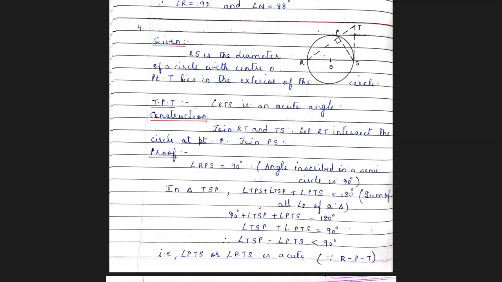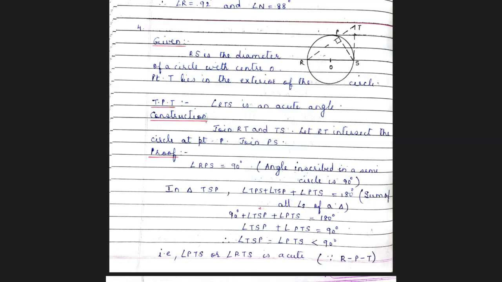So for construction, what we do is join RT and TS. Let RT intersect the circle at point P, join PS. That's the construction. I have done it in dotted lines for you to understand what is given in the figure and what is the construction. Now prove angle RPS is 90 degrees. Reason, it is an angle inscribed in a semicircle.